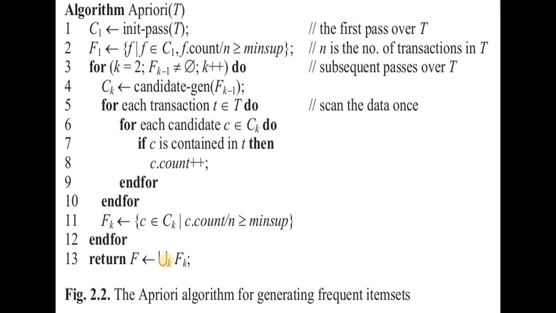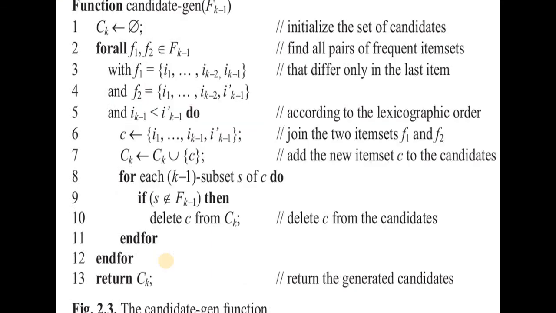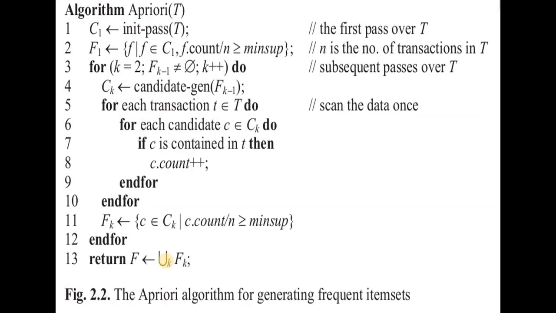This is the Apriori algorithm, which has now been explained with an example. This is the first Apriori algorithm for finding frequent item sets. This is the second step, to generate the candidates. I will be discussing this algorithm with an example in another video. Up to this, I hope it is clear. Thank you.